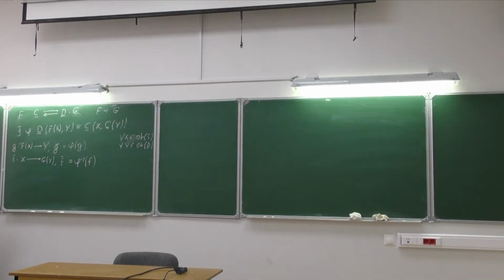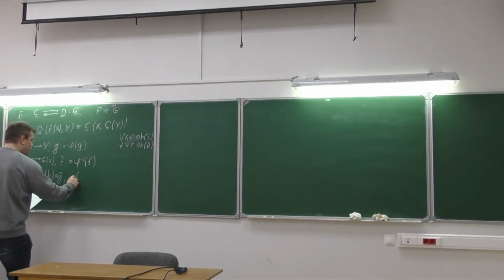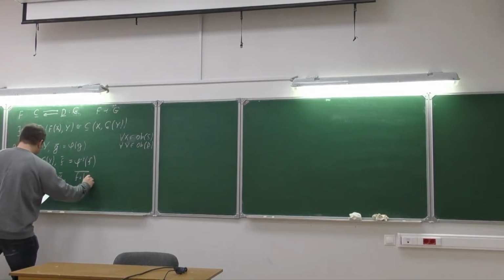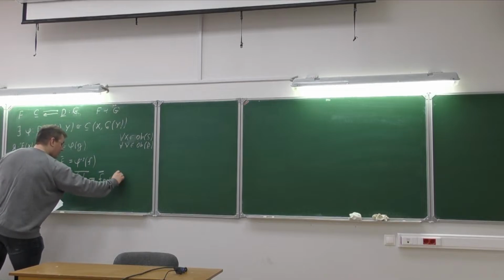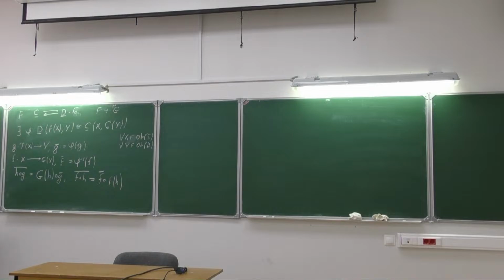And with this notation, the naturality conditions can be formulated as two formulas. So the first formula is that the composition of h and g with the bar is the same as G applied to h composition with the g bar. And the second formula is this one. So g and f as before.